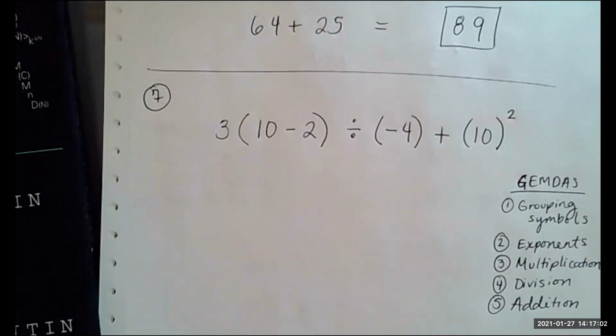Okay, so looking at this without solving it, it looks like there's 5 steps. We've got to start with rectifying the stuff that's in the grouping symbols. And then we'll move on to the exponents, proceed through the multiplication, the division, and then finally the addition.